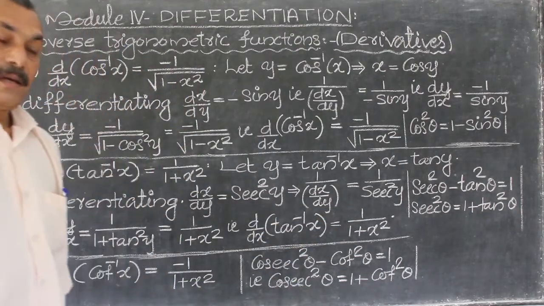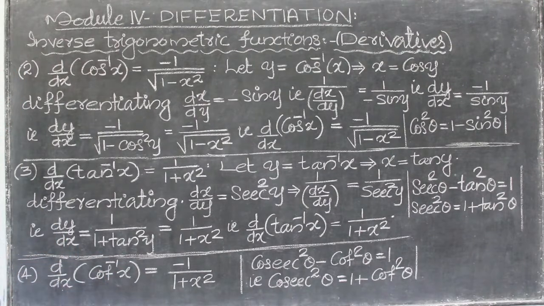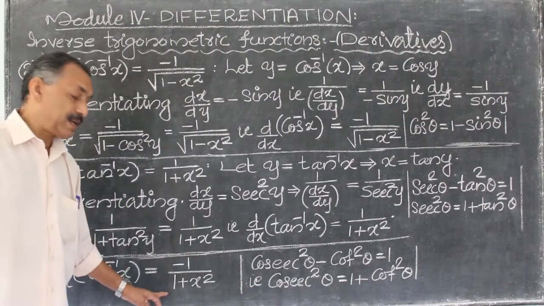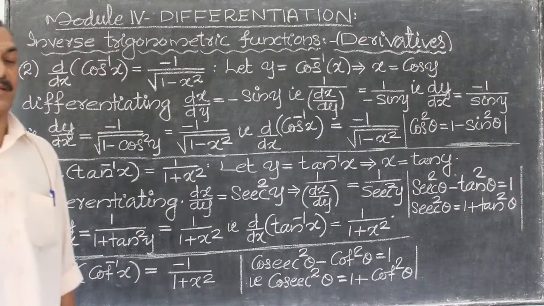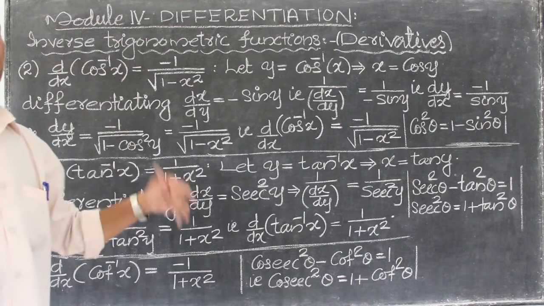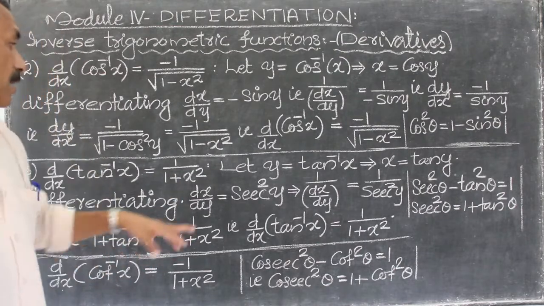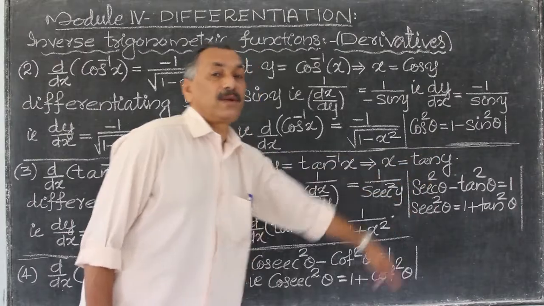Okay. And here next is the derivative of cot inverse x. The derivative of cot inverse x is equal to minus 1 divided by 1 plus x square. And that is complete here. Y is equal to cot inverse x, that is x is equal to cot y.